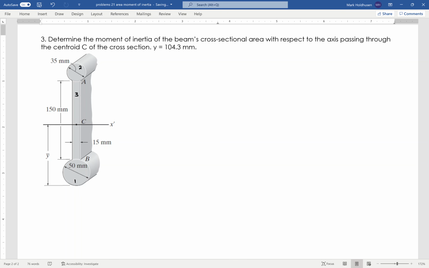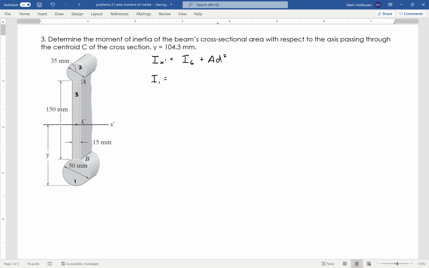Okay, and what I need to do is find the moment of inertia of each component about that x prime axis. The way I do that is using the parallel axis theorem, where you take the centroidal moment of inertia of the shape and add A times the distance between the two axes squared. So let's go ahead and do this for number 1. We'll find number 1 about the x prime axis.